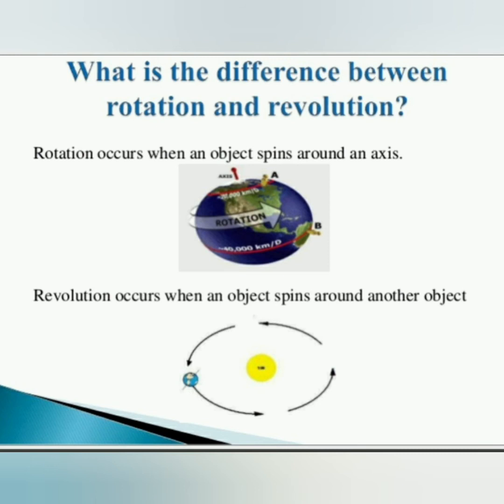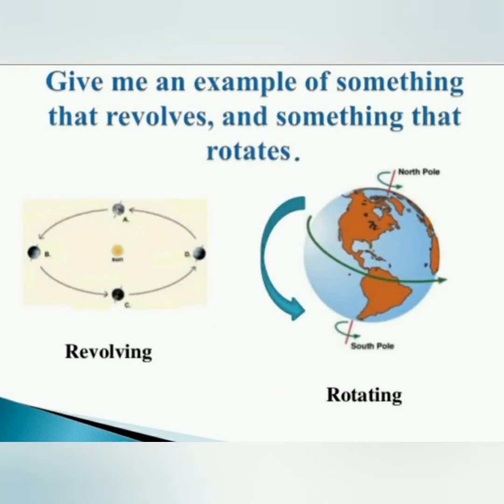Now, look at the screen and see the next question. Give me an example of something that revolves and something that rotates. Here we have the rotation of the earth, which shows rotating, and here you can also give the example of a top. To show revolving, we have the picture of the movement of the earth around the sun, that is revolution.